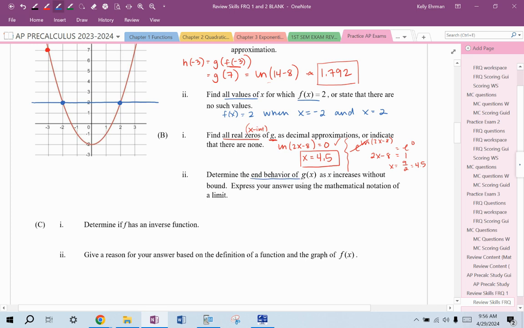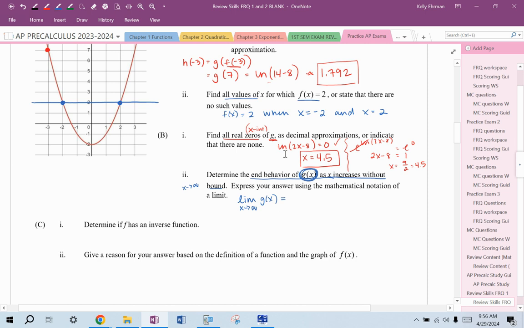Determine the end behavior of g of x. Pay attention to which function it is. As x increases without bound, x is going to infinity again. Express your answer using the mathematical notation of a limit. So again, we have to have the right limit notation. The limit as x approaches infinity of what function? G of x is equal to what?